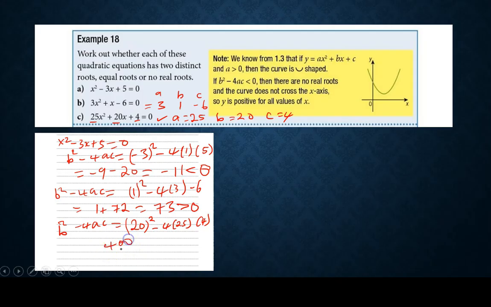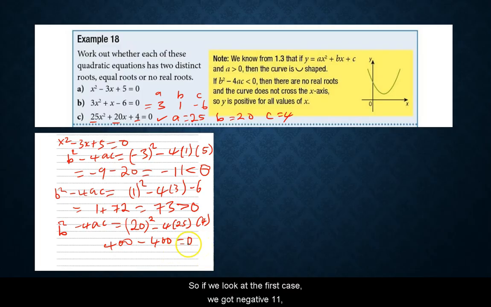Is that correct? Always confirm that with your calculator. Yes, that's correct. 20 squared is 400, minus 4 times 25. 4 times 25 is 100, so it is negative 100. Multiply that by 4, gives you again 400. So it is 400 minus 400, so this gives you 0. So if it is 0, then it means that the discriminant simply here is equal to 0.